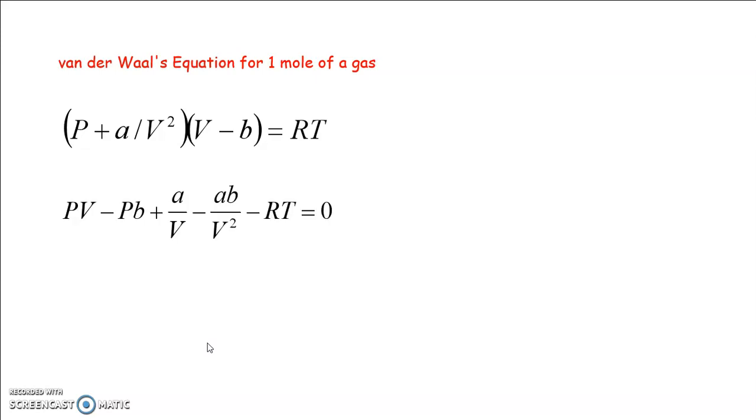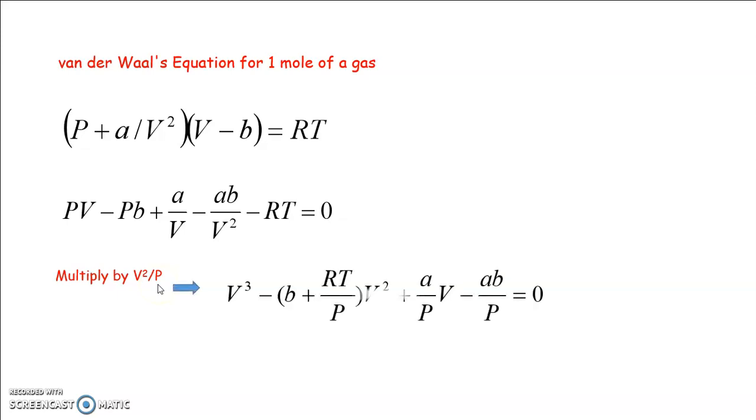Expanding this, we will get PV − Pb + a/V − ab/V² − RT = 0. I am multiplying this by V²/P so that the new equation becomes V³ − (b + RT/P)V² + (a/P)V − ab/P = 0.